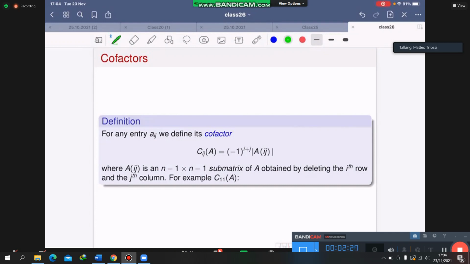So if we have a matrix A, C11 is -1 to the 1 plus 1, which is 2, times the determinant of the submatrix A11 obtained from A. So in this way, in order to determine the determinant of an n by n matrix, I need to know how to compute the determinant of an n minus 1 by n minus 1 matrix.